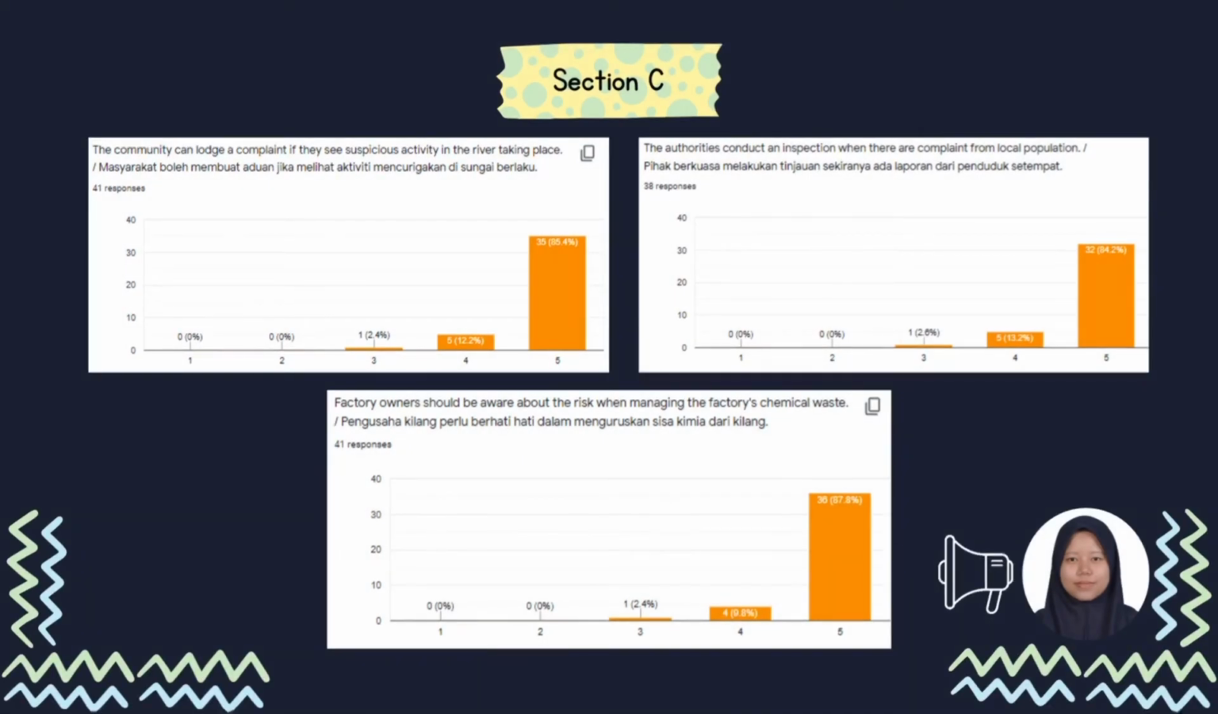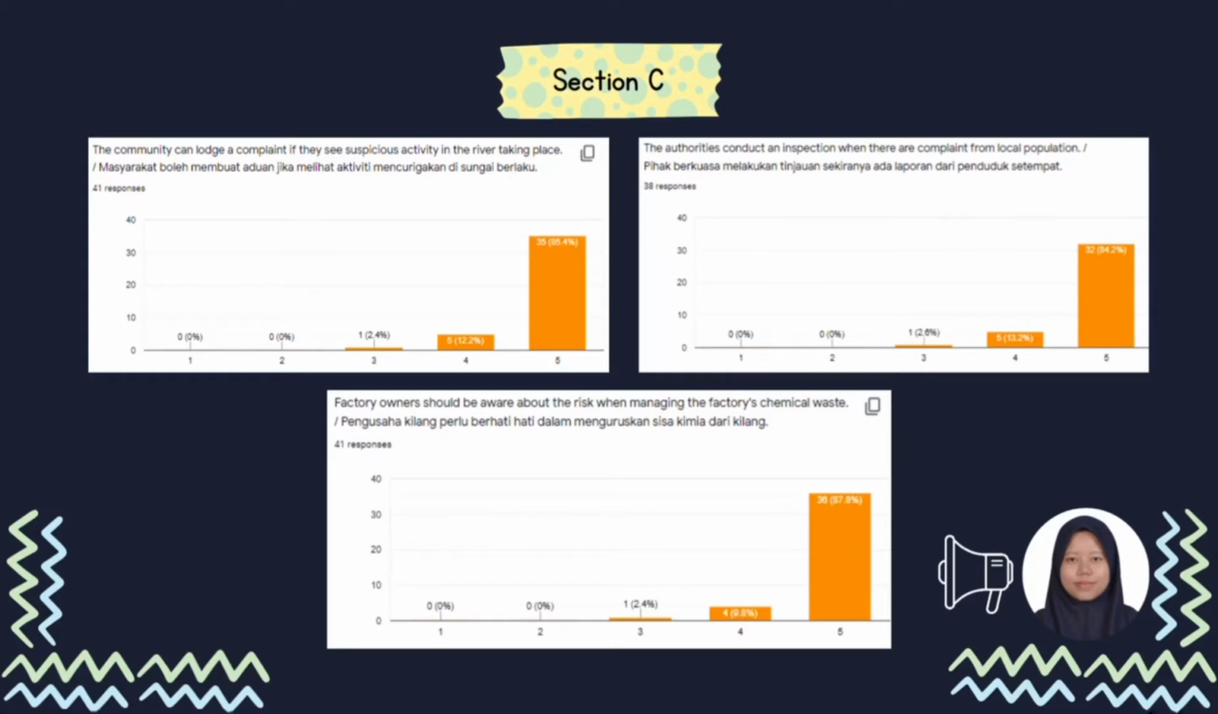For statement 1, the community can lodge a complaint if they see suspicious activity in the river taking place. Based on the graph, majority of respondents pick scale 5 or highly agree, which are 35 respondents, while another 5 respondents pick scale 4 means agree, and there is only 1 respondent pick scale 3, which means not sure.